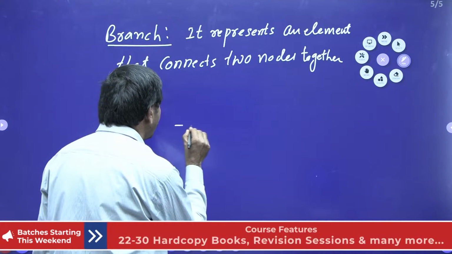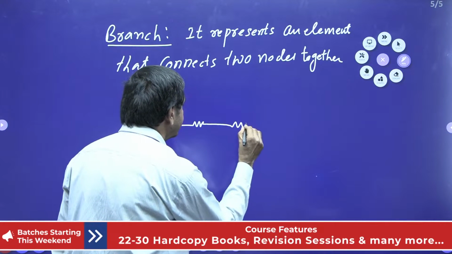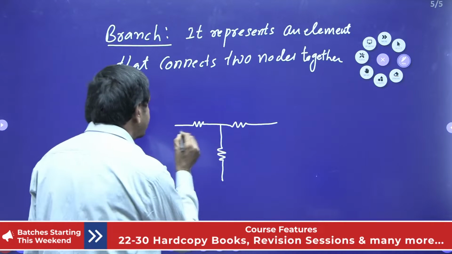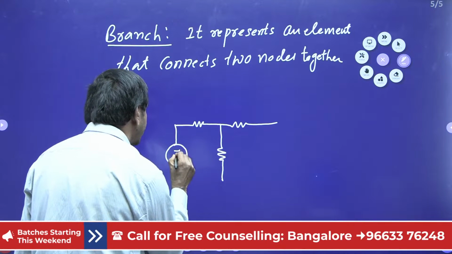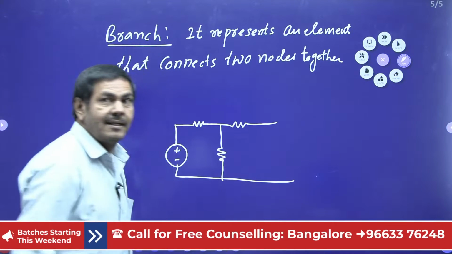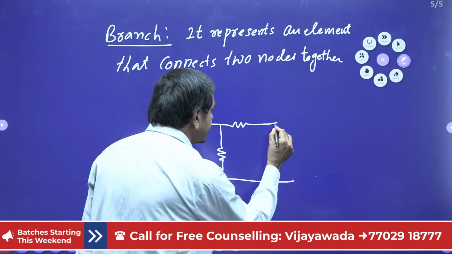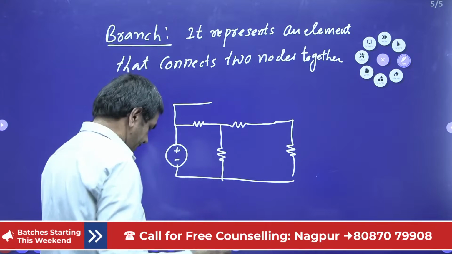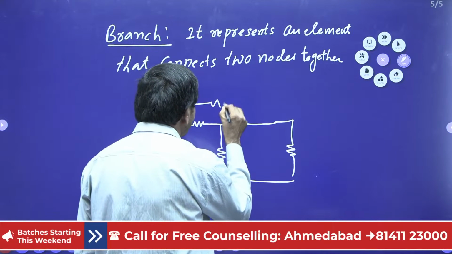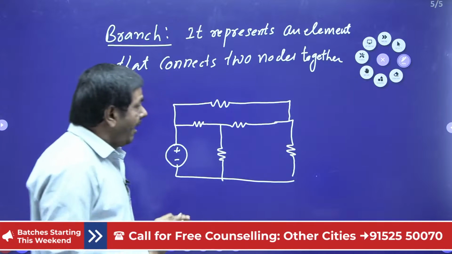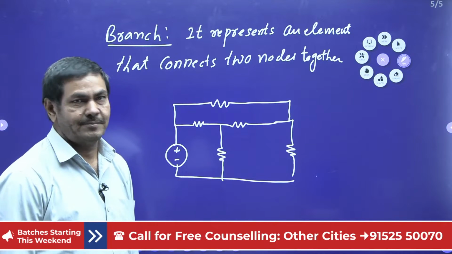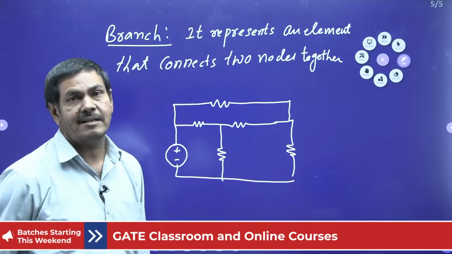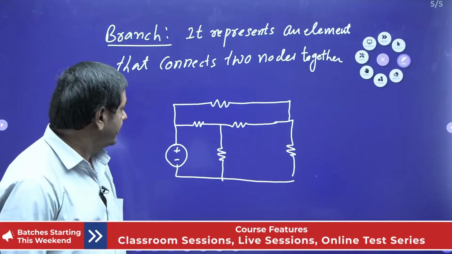For example, I have drawn one network in this way. I connected one network in this form. All these are resistors I have taken here. This is the source I connected here, for example. And in between these two, I connected a resistance again. And I connected one more resistance this side. After plotting this diagram, I am asking the question now. How many nodes are there? How many branches are there?